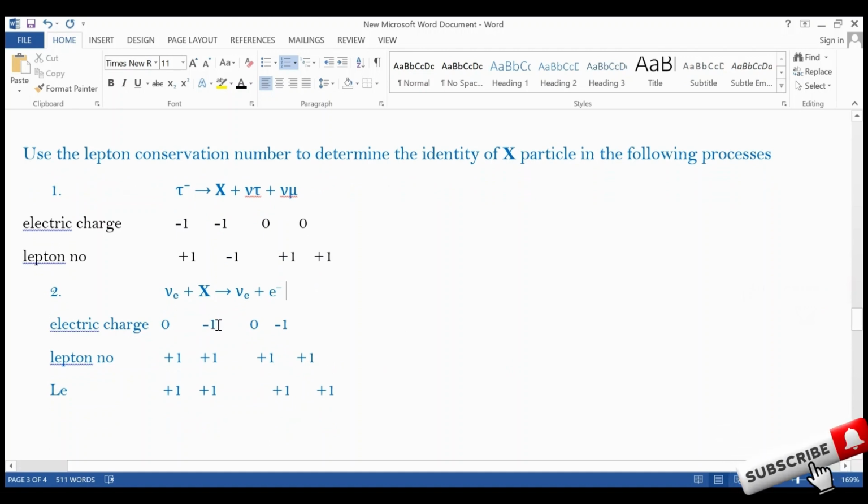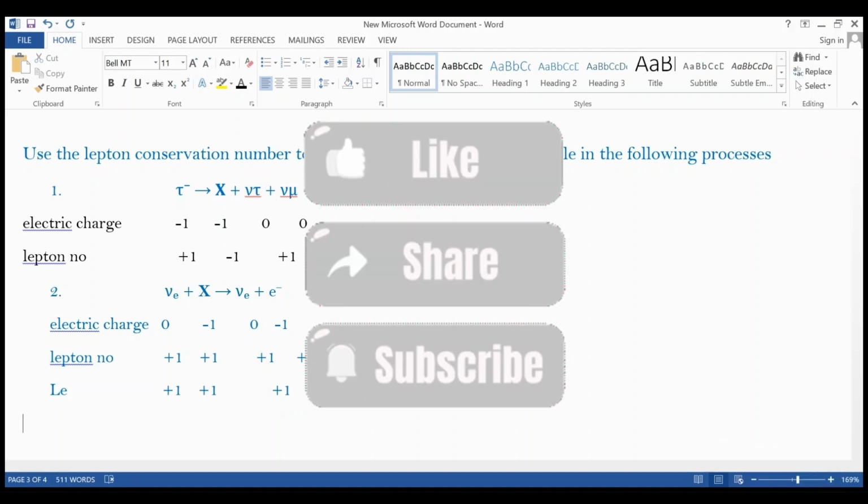Because having the negative charge minus 1, we may conclude that the particle may be electron, muon, or tau. But having a positive electron lepton number, it is clear that the particle is electron, because the electron lepton number assigns positive one only to electron and electron neutrino. But as far as electron neutrino is concerned, its electric charge is 0. So the particle having minus 1 electric charge and plus 1 electron lepton number would be one and only the electron.